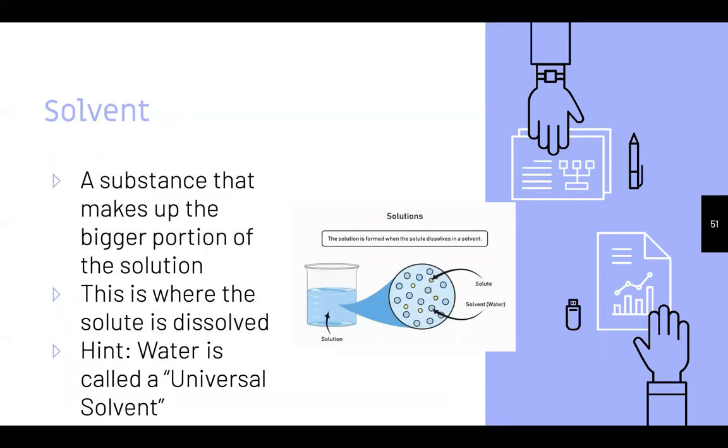And a solvent is the substance that makes up the greater portion of the solution. This is where the solute is dissolved. To the right, we can also see a picture of that solute and solvent in the water. That looks like it could be salt water, and the solute, those yellow bits, is the salt, and the water is everything around it.